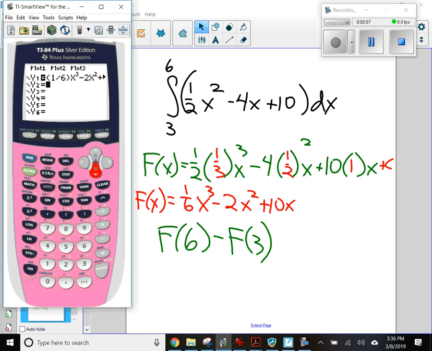And then I'm going to go to my main screen, and I'm going to press alpha f4. I want y1, and I want to evaluate it for 6. And I'm going to subtract alpha f4 y1, the same function, the same antiderivative, evaluated for 3. And I find out that the answer is 7.5, which is indeed the answer.